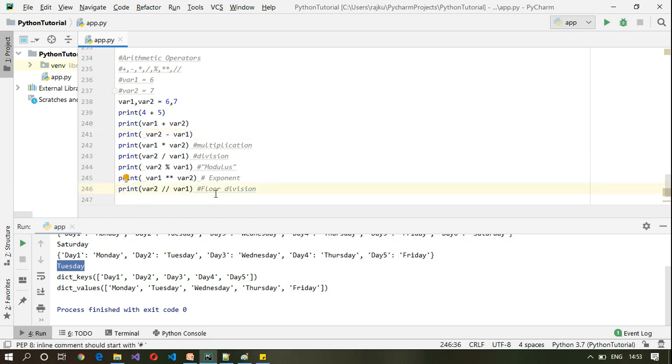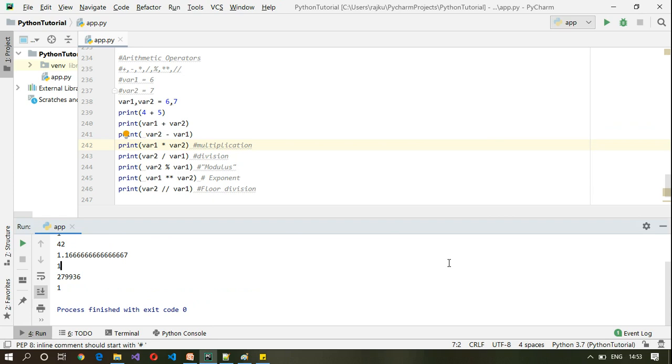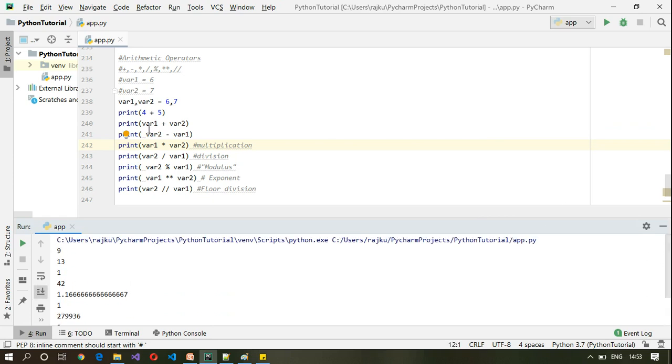Okay, so what happens in floor division is, let me execute this first. The first one is addition of 4 plus 5, which is 9. The second one is var1 plus var2, 6 plus 7, which is 13. This is subtraction of var2 minus var1, which is 1. Multiplication of 6 multiplied by 7, which is 42.